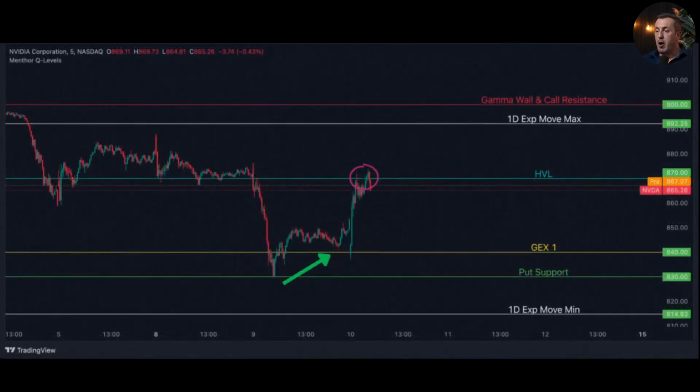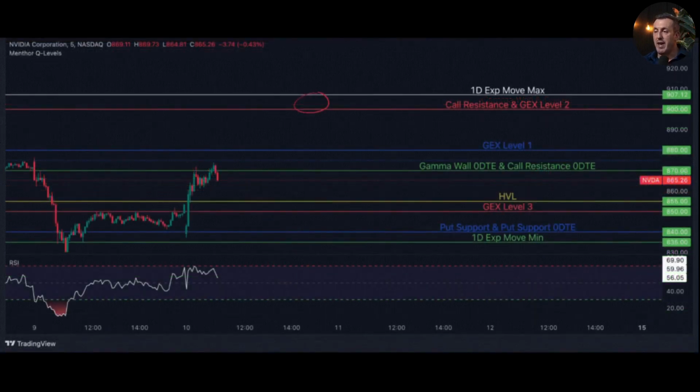In this example, our put support level would have given us a very strong signal for a long trade. Our high vol level, or HVL, could have been our profit target for this trade. Stay tuned as we will explain what these levels are and what they represent. But what if I wanted to stay in the trade? We can add the levels for the next day and see the change in positioning. We see a potential target at our core resistance level or one-day max level.